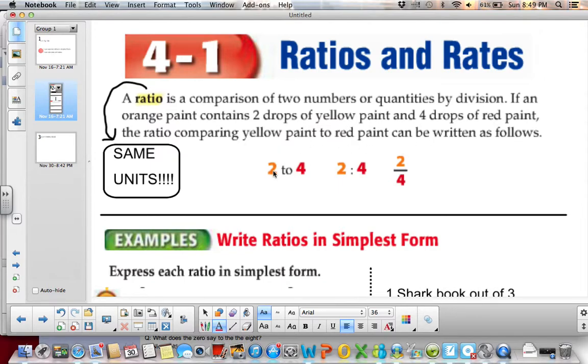So we have 2 drops of yellow to 4 drops of red. We would say 2 to 4. This would also be read as 2 drops of yellow to 4 drops of red. Instead of writing the "to", we just write the colon. Or we can write it as a fraction, 2/4, or we would say 2 out of 4. So 2 drops of yellow out of 4 drops of red. So 3 different ways that you can write ratios.